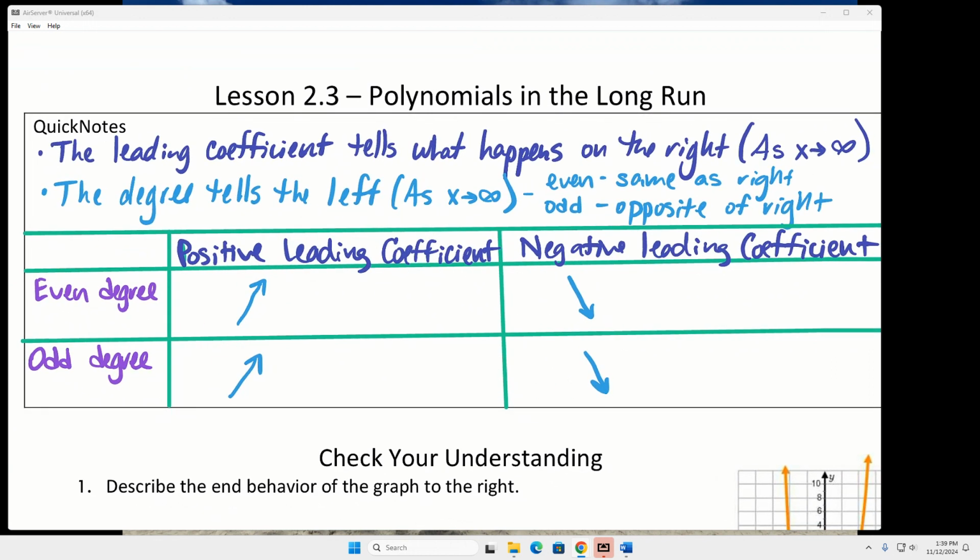Okay, so then I have to figure out the left side. So if the degree is even, then that means that my arrows are going to point in the same direction. And so for even degree, the left side matches the right side. And then for odd degree, we're going to have opposite directions. And so the left side will point in the opposite direction of the right side. All right, and then there's one more thing I'm going to fit in this table, and it's going to be those statements, like the as x approaches infinity, all that stuff.